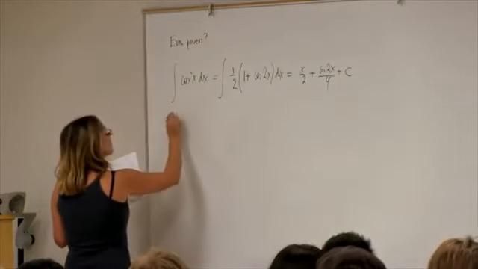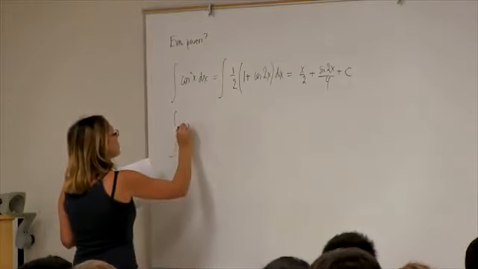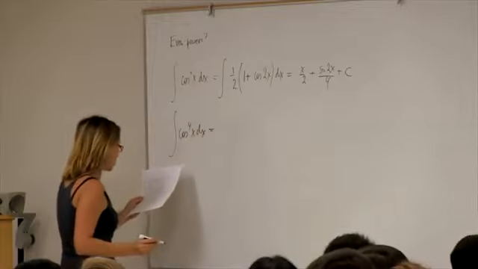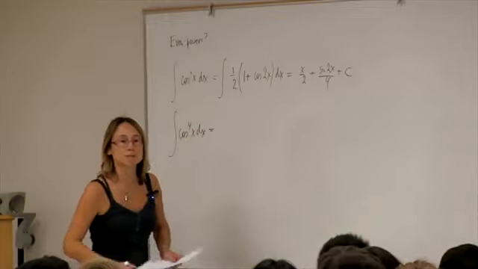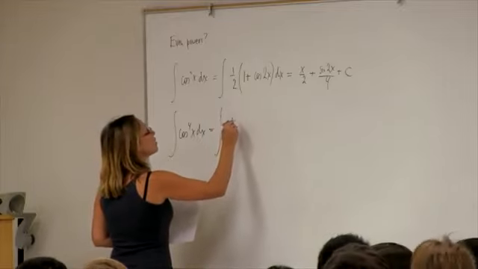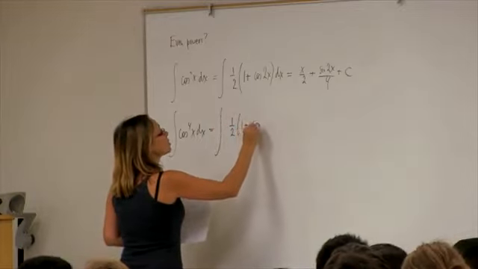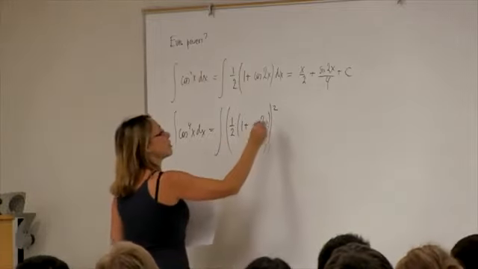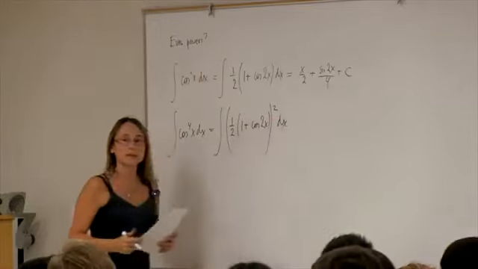Another one, let's look at a more complex one. Cos fourth x dx. What do I do now? I use the same identity. I say that cos squared is 1/2 (1 plus cos 2x). I square the whole thing to get the fourth power, and I'm good.